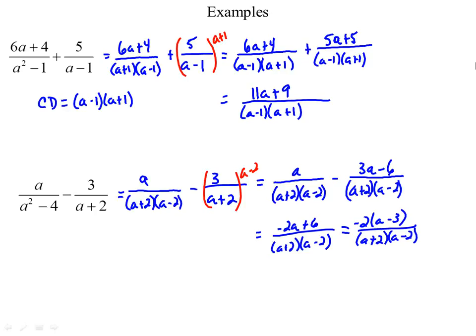I factored out a negative 2. I took negative 2a plus 6, and I factored out a negative 2, which means basically I'm going to divide each one of these by a negative 2. So it's going to give me a minus 3. That's chapter 3, factoring.